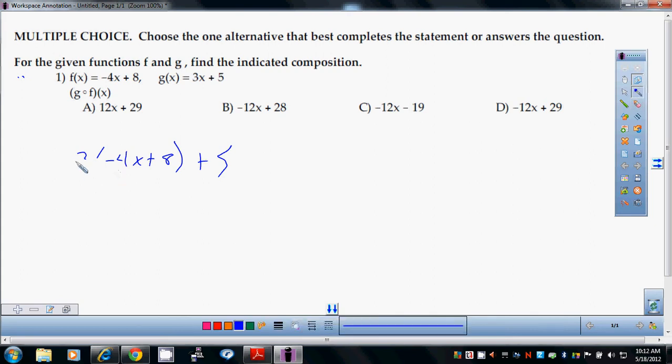So it becomes negative 12x plus 24 plus 5, which means 29, which would make it D. Compositions.